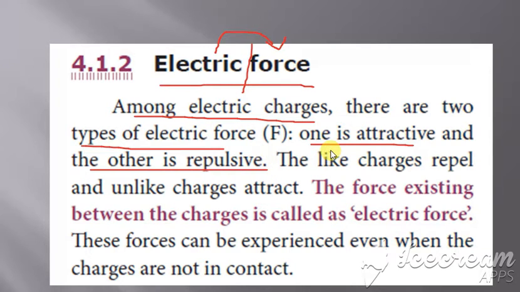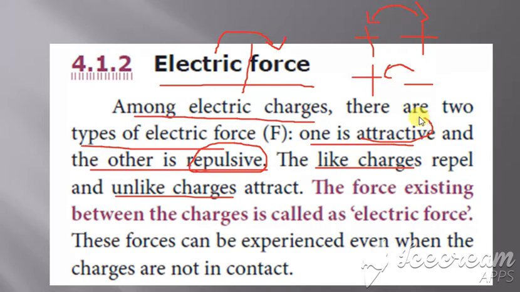So how is it attractive and how is it repulsive? When you consider two same charges, the other word you can say is like charges, what it does is it repels. So that force is said to be a repulsive force. And when you have opposite signs, the unlike charges, what happens is it attracts, and that is an attractive force.